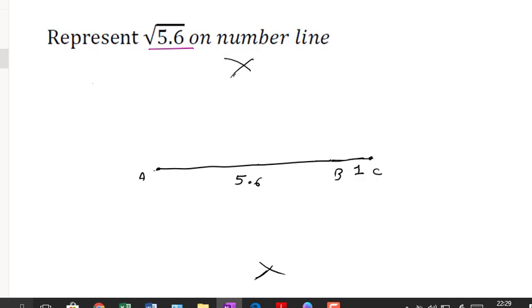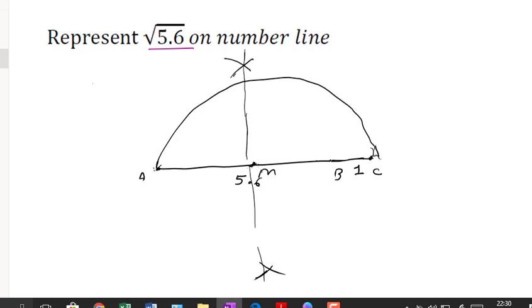Then with a very light pencil, I will draw a line which will cut this AC at some point, say at point M. Now taking this M as center and MA as radius, I will draw a semicircle. With your rounder, you can draw a semicircle, something like this. Now at point B, I will draw a perpendicular. I hope you know how to draw a perpendicular at point B, right?